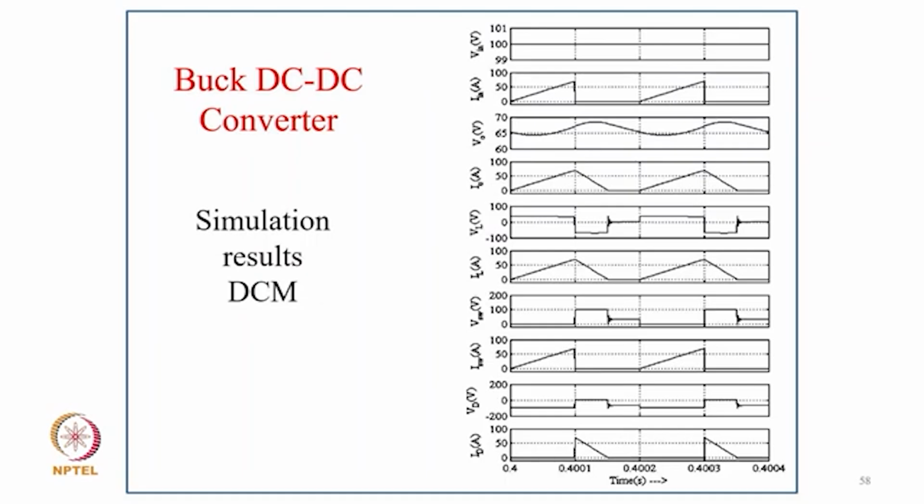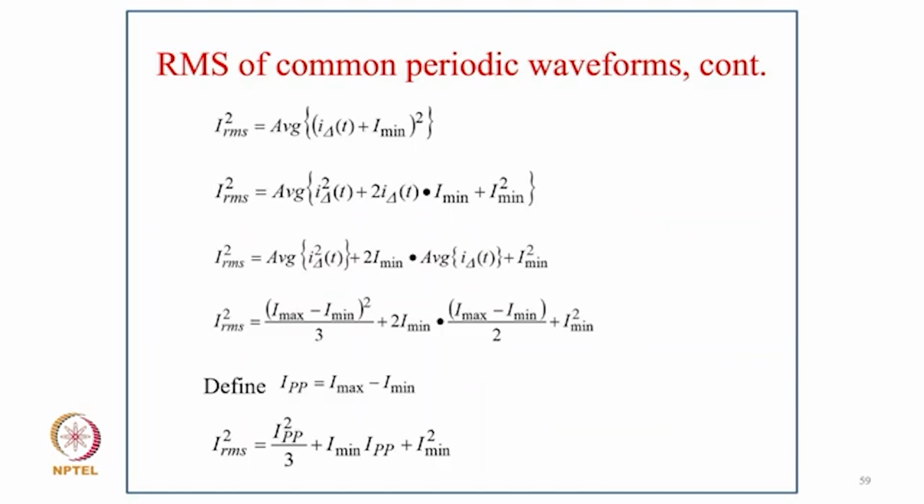Now you can see the typical waveform for the discontinuous conduction mode of a buck DC-DC converter, with the input voltage and the input current. The input current is discontinuous because of the series device, and the inductor current also becomes discontinuous. We saw the switch voltage, switch current, output voltage and output current. Now you can find the RMS value of the periodic waveform.